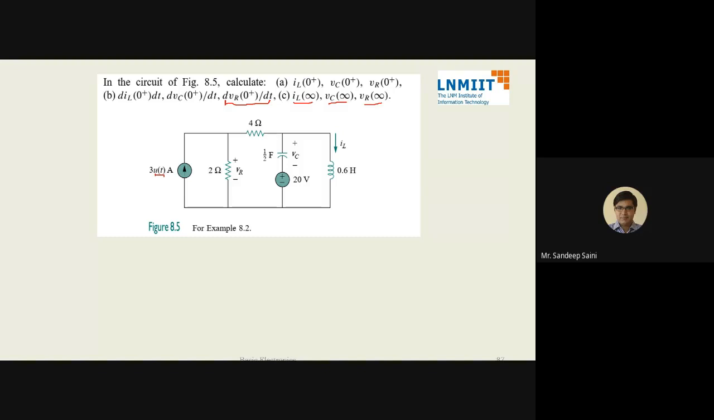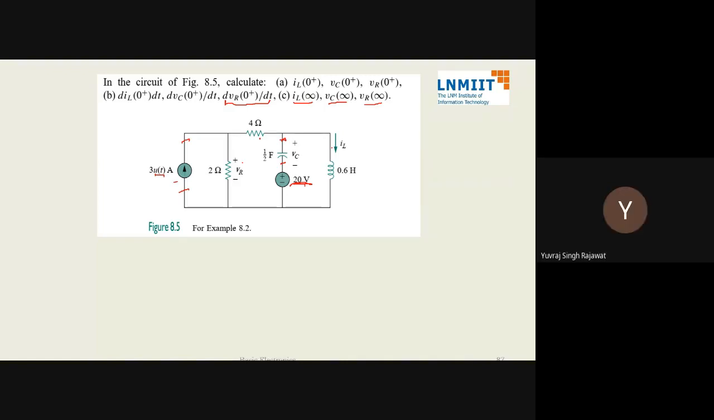So before I apply, means for 0 minus condition, what should be the value of IL at 0 minus? But remember, this is not u(t). Okay. So 0 ampere current source means open circuit for 0. Okay. Now consider this is VC. This will act like open circuit for infinity. So can anyone tell me what is IL, what is VR, what is all these things at 0 minus?